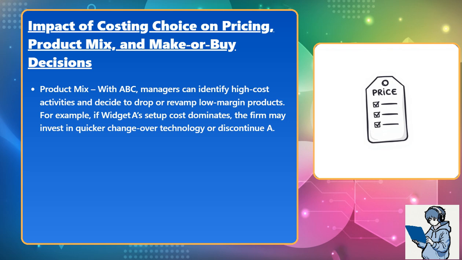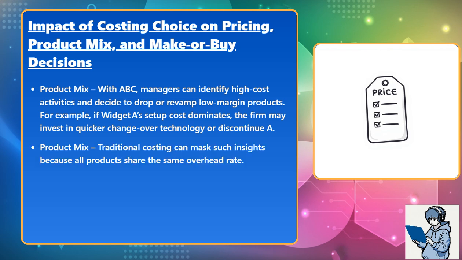Product mix, with ABC, managers can identify high-cost activities and decide to drop or revamp low-margin products. For example, if widget A's setup cost dominates, the firm may invest in quicker changeover technology or discontinue A. Product mix, traditional costing can mask such insights because all products share the same overhead rate.